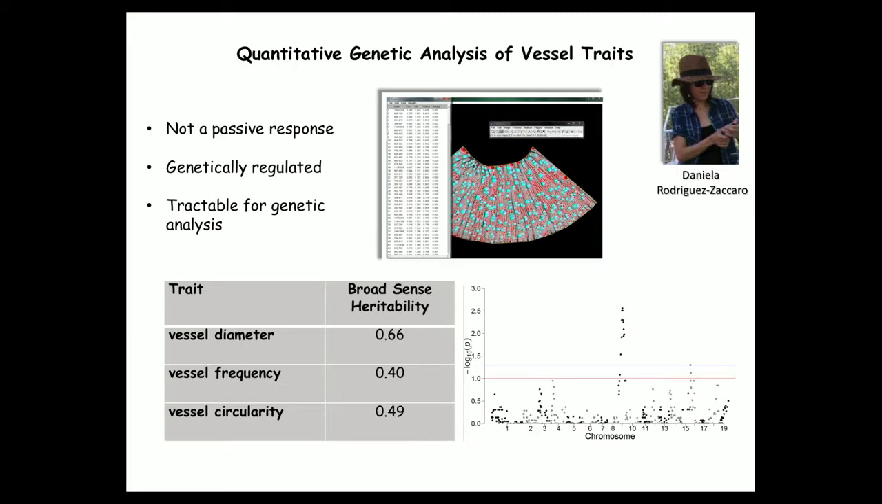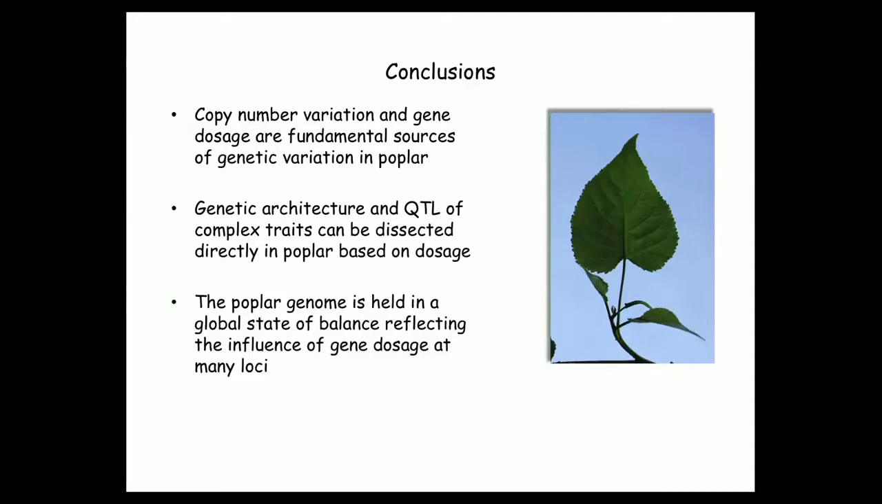So in summary, what I've tried to share with you today is that gene copy number and gene dosage are fundamental sources of genetic variation in poplar. Other people have shown that this type of variation is quite common, and we've shown here in this project that it does have significant effects on quantitative traits.